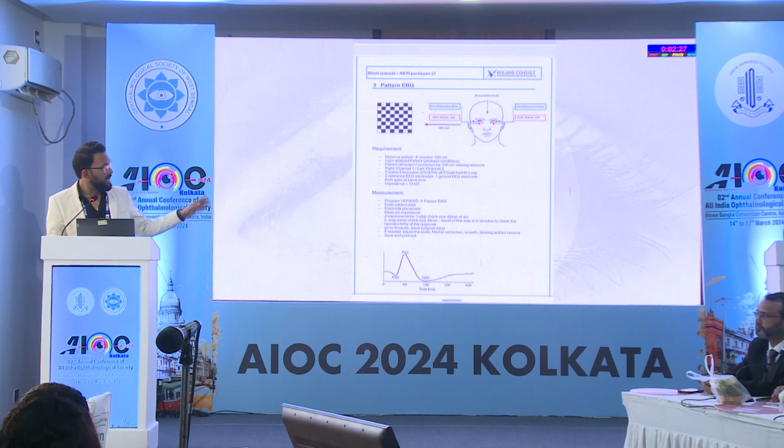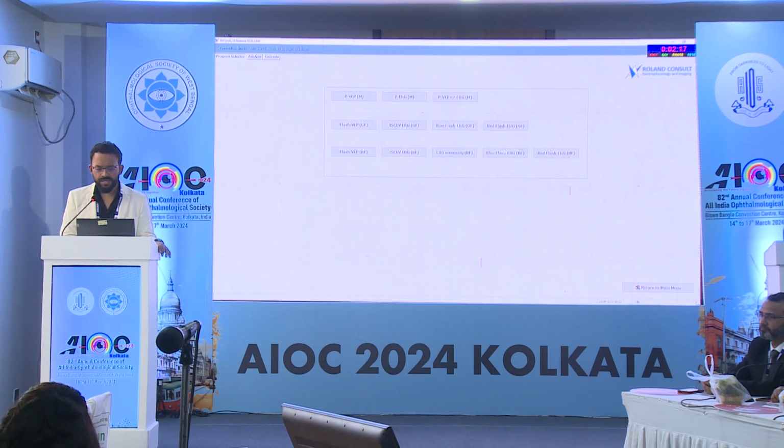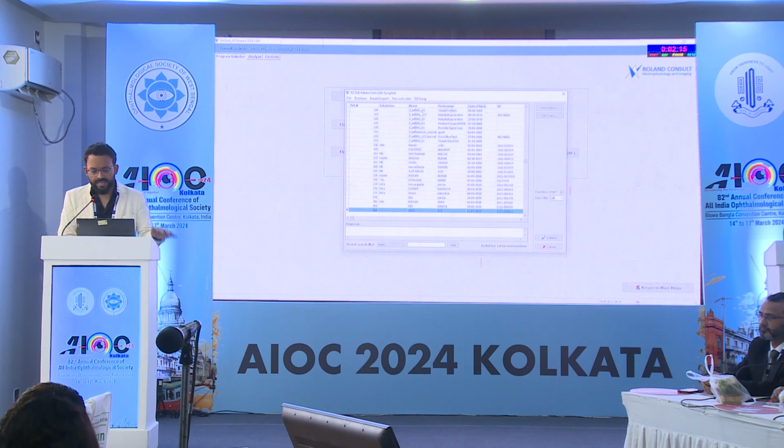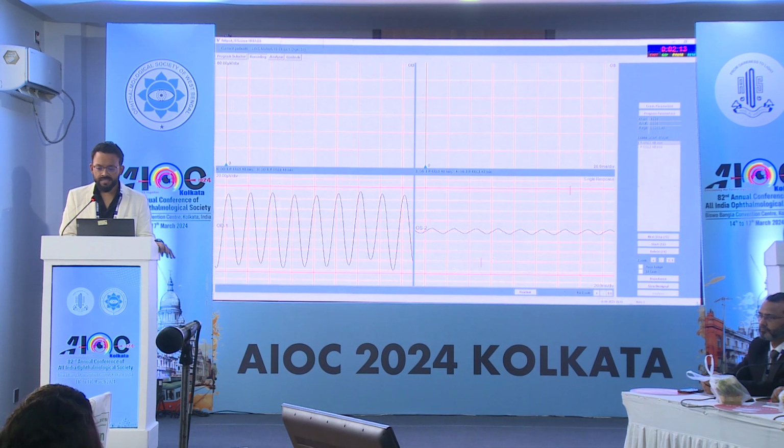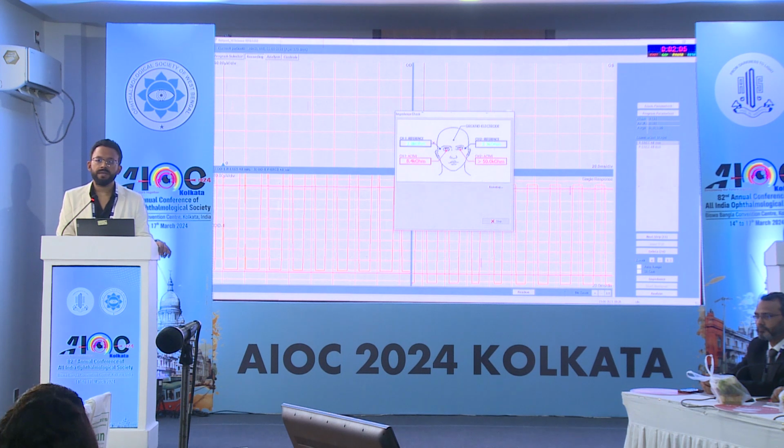So this is the instruction manual in the machine book. So how do we go about recording it? When we first open the machine, we select the patient and the modality, select the patient again, and this is the screen that opens up. At the bottom right, you have a column of impedance. We click on that and see if the impedance in the electrodes is okay.